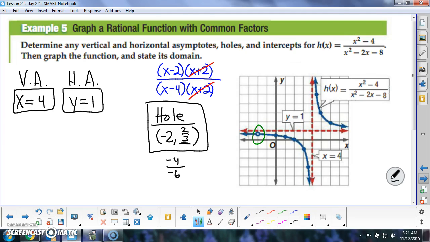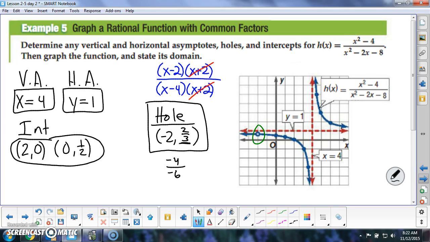Hole, we've already listed that. Intercepts. Set the top equal to 0 and we'd get plus or minus 2, positive 2, yeah. So we have an x-intercept at positive 2. We don't have one at negative 2 because that's where we have a hole. And then we also have a y-intercept by putting zeros in for all the x's. We have a y-intercept at negative 4 over negative 8, which is 1/2. So we have two intercepts, and state its domain.